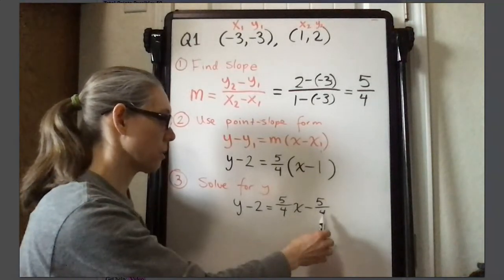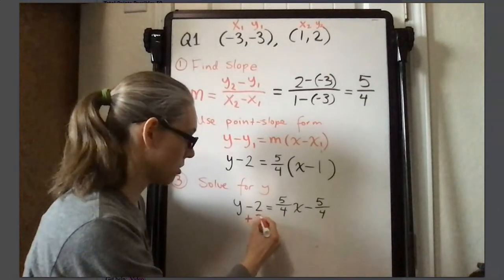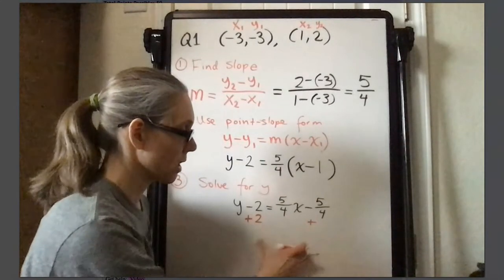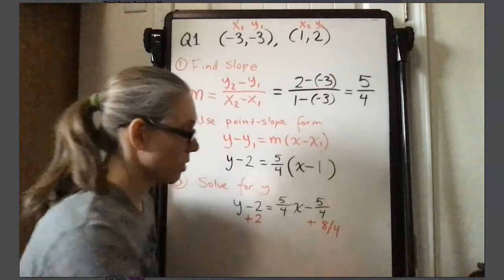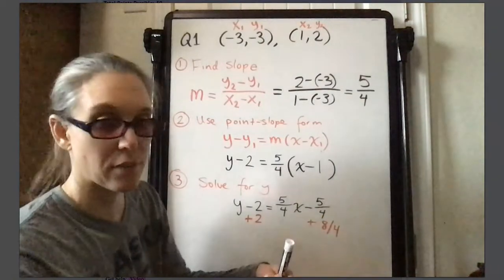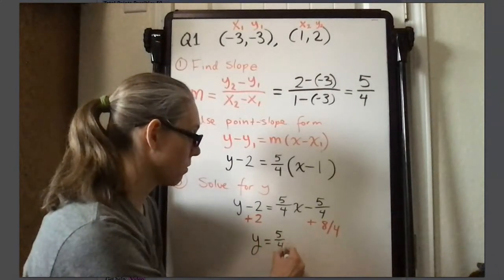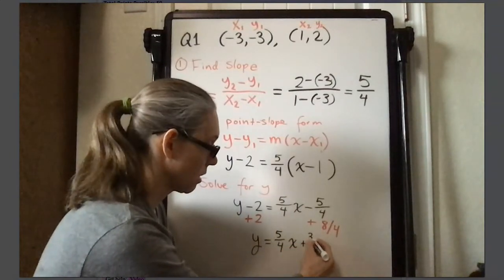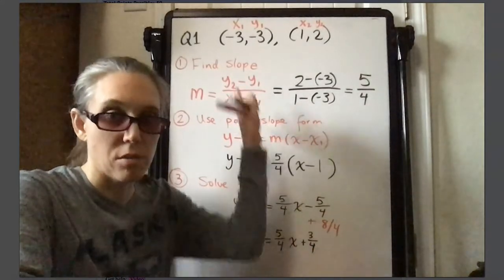So after you use the distributive property, then we need to add 2 to both sides. When you add 2 to the left, you can just write plus 2. You don't have to show adding 2, you can just do it mentally. But I wanted to show it here because when you add 2 to a fraction, remember you need to have a common denominator. So 8 over 4 is the same thing as 2, but I can add 8 over 4 to negative 5 over 4 because now they have the same denominator. So y is equal to 5 fourths x, and negative 5 fourths plus 8 fourths is a positive 3 fourths. So I'm going to take this answer and plug it into my Open Math, and then this would also be emailed.